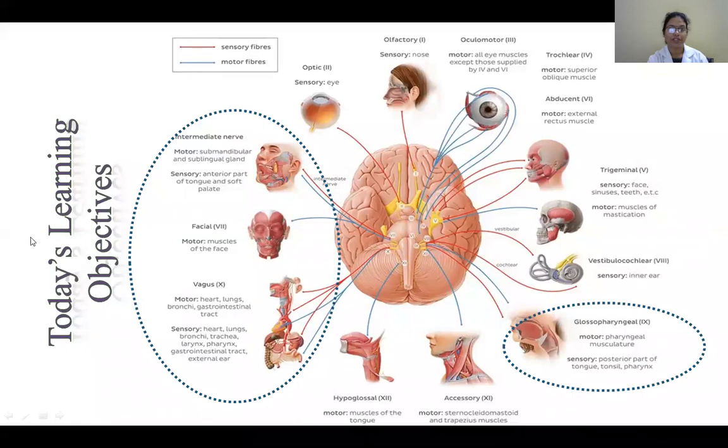Today's learning objectives would be assessment of the facial nerve, the vagus nerve, that is the 10th nerve, and the glossopharyngeal nerve, which is the 9th cranial nerve.